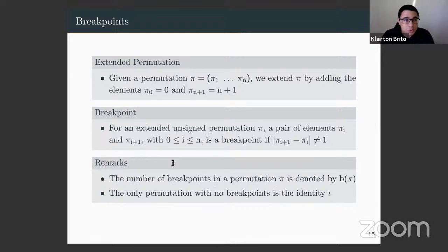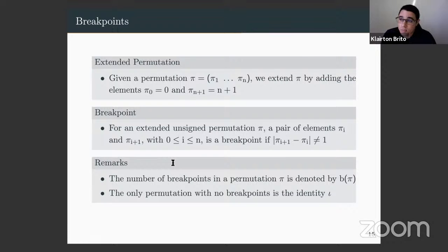Now I would like to explain some concepts. The first one is the breakpoints. The breakpoints are computed using the extended permutation. In the extended permutation, we include 2 new elements. In the beginning of the permutation, we include the element pi 0 with value 0. And at the end of the permutation, we include the element pi n plus 1 with value n plus 1.